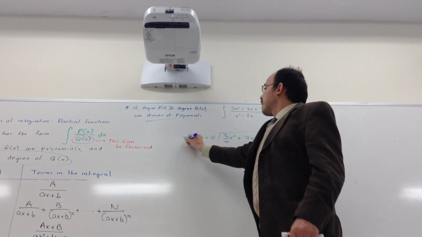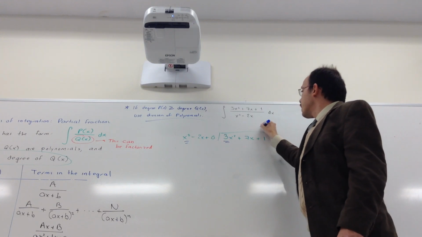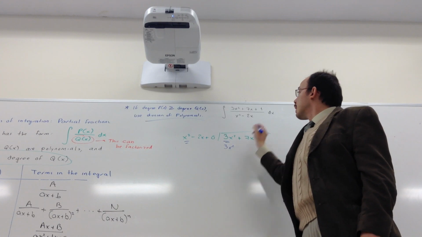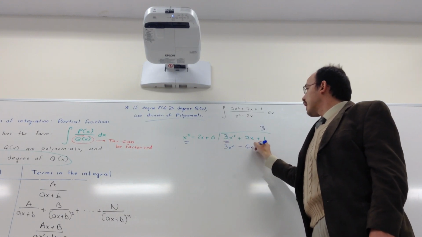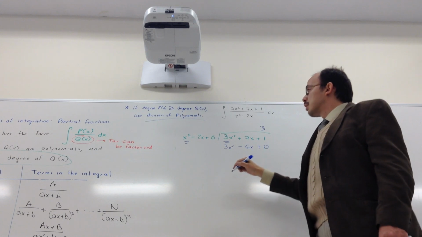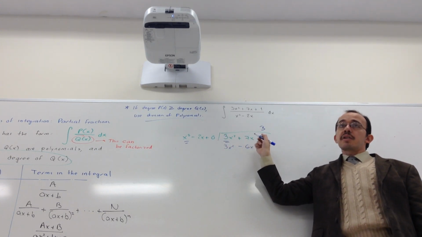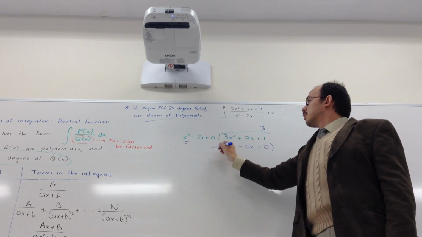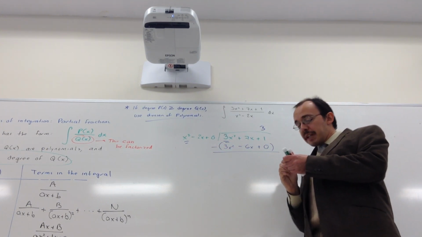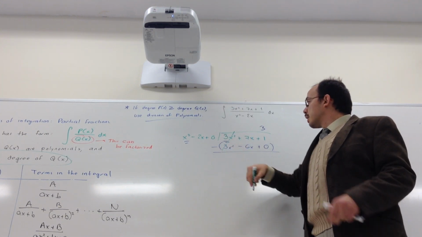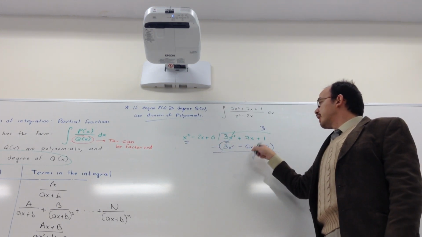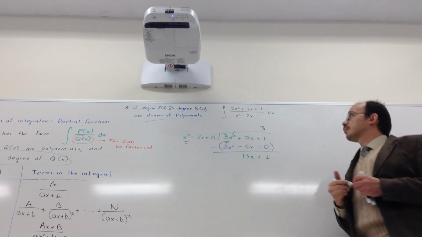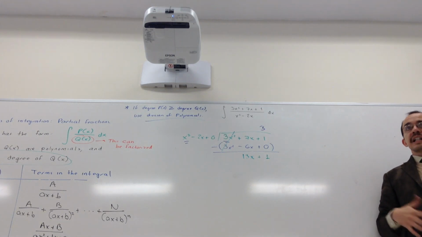3x squared divided by x squared, 3. So, 3 times x squared, 3x squared. 3 times minus 2x, minus 6x. 3 times 0, 0. You complete the trinomial, if you have a trinomial, with zeros. And you subtract. 3x squared minus 3x squared, 0. 7x plus 6x, plus 1. It's like a normal division.